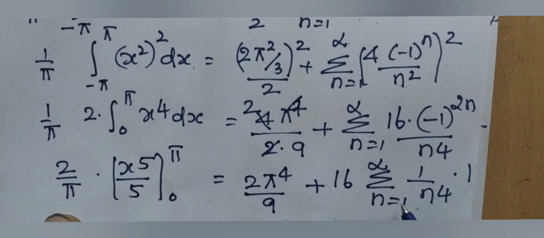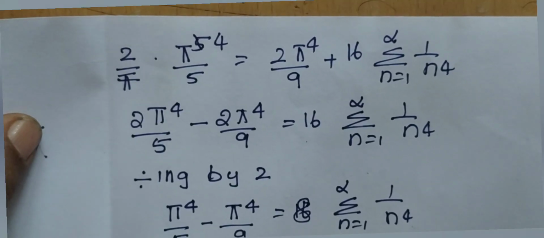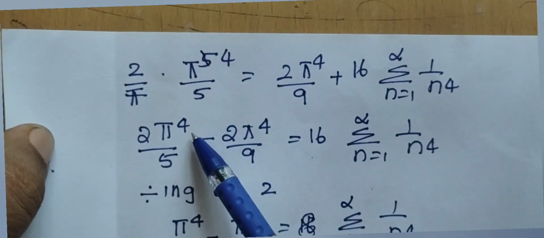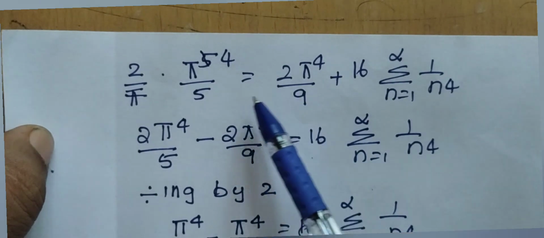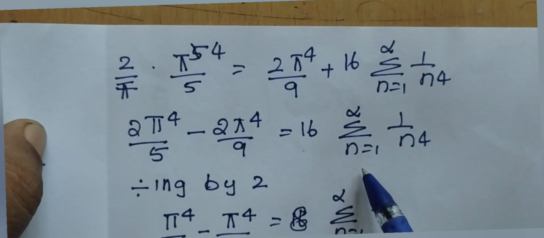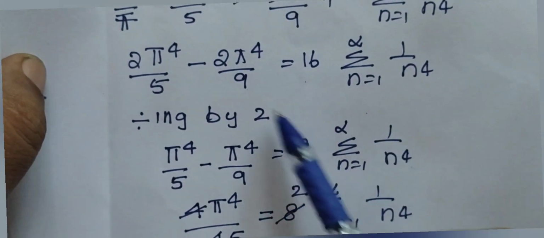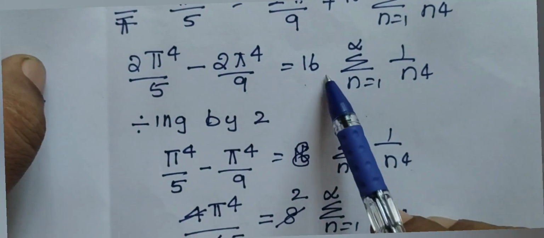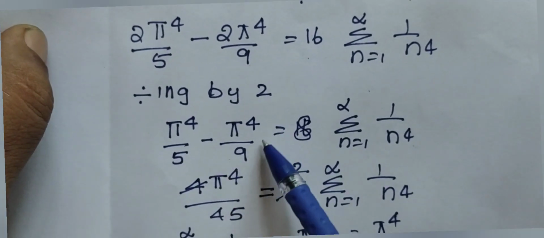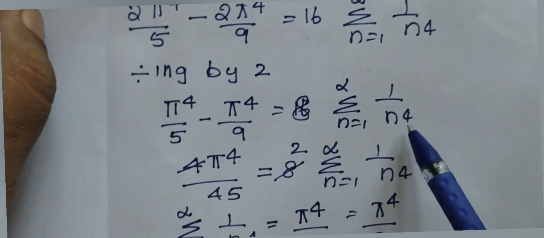Now we can simplify the value. Now 2 by 5 into, here cancelling, you get pi raised to 4 by 5. You take this term to the LHS side, you get 2 pi raised to 4 by 9. That is equal to 16 into summation n is equal to 1 to infinity 1 by n raised to 4. Now dividing by 2, because here 2 is common and here also we can divide by 2. So totally dividing by 2, pi raised to 4 minus pi raised to 4 by 5 minus pi raised to 4 by 9 equals 8 into summation n is equal to 1 to infinity 1 by n raised to 4.